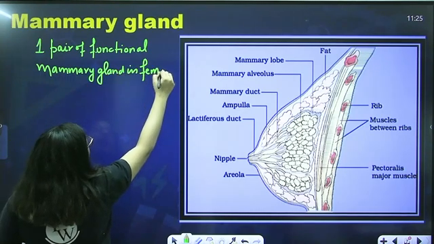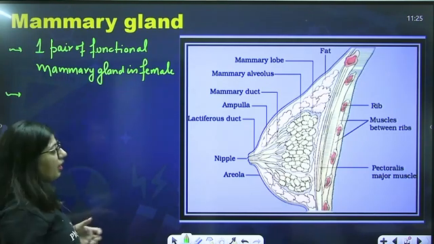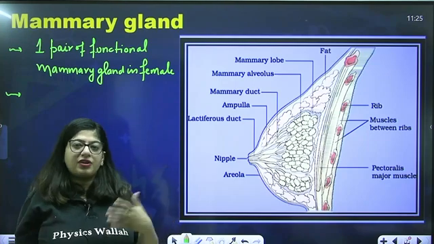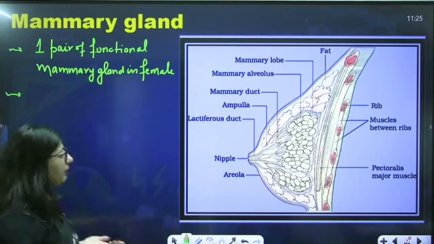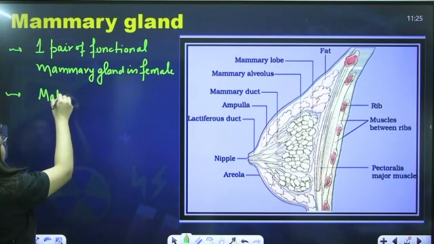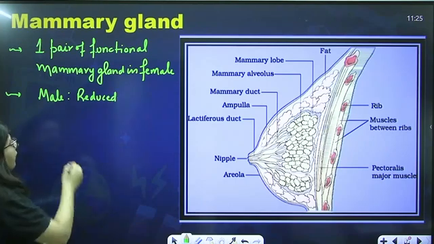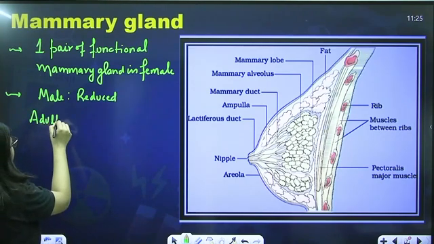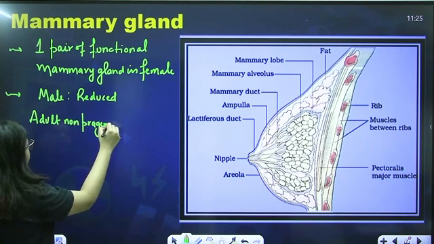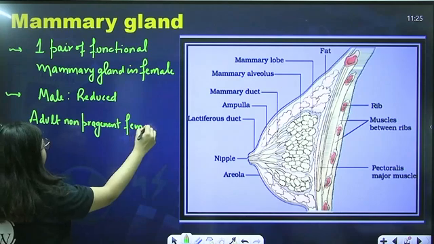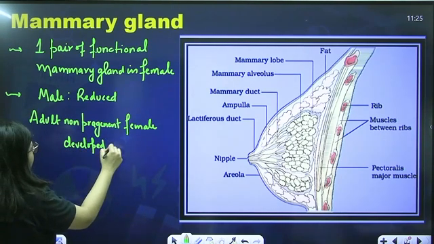In males, they are reduced, not at all completely formed. Reduced means they are not formed to become a mammary gland. In an adult non-pregnant female, they are developed but non-functional.